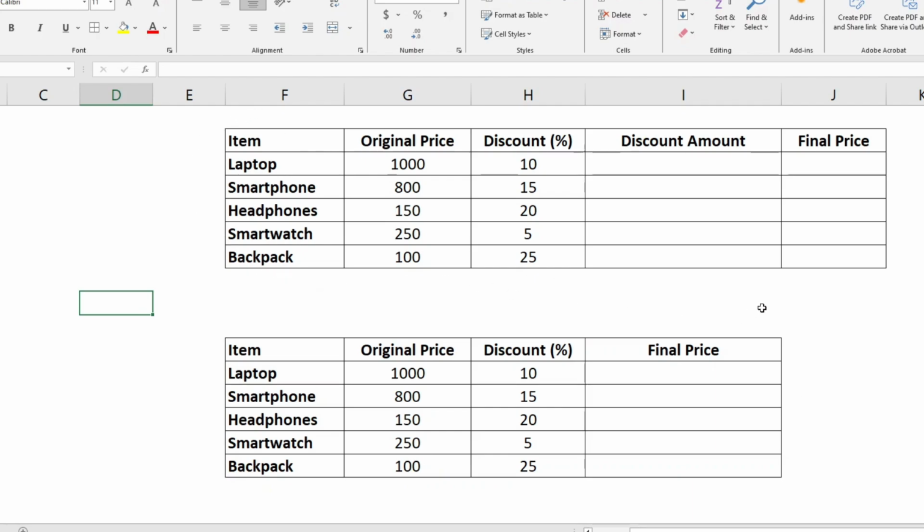Here you can see I have a table which has the items, their original price and their discount percentages. Both the tables are exactly the same. So let us now look at the first step.